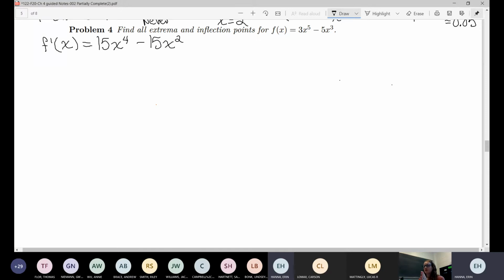One tip I can give you once you've found the derivatives is to try to factor out as much as possible. Whatever they have in common, pull it out. Both of these terms have a 15 and at least an x squared in them. So let's go ahead and pull that out. Let me go to the right so that I don't run out of space again. They both have a 15x squared. If I pull 15x squared out of 15x to the fourth, we'll get x squared and then minus 1.